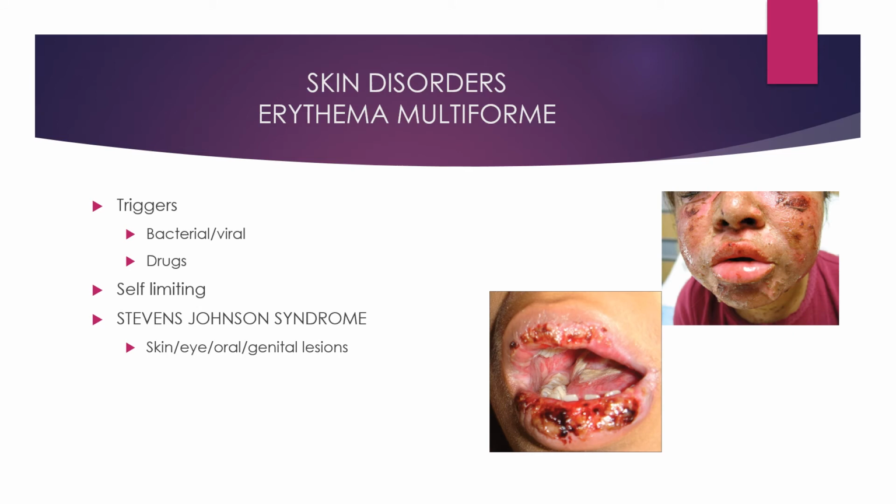Erythema multiforme has triggers that set off the immune system. Usually it is some kind of bacterial or viral infection, or drugs that the patient is taking. Erythema multiforme can also be idiopathic, where there is no cause that can be discerned. Stevens-Johnson syndrome is a form of erythema multiforme that has lesions on the skin, the eyes, the oral cavity, and genital lesions.